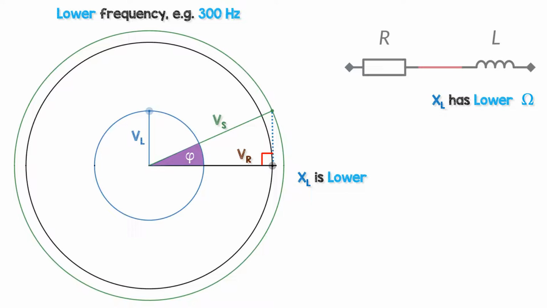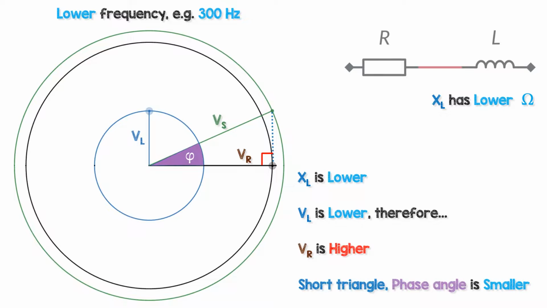The inductive reactance XL will be lower at a lower frequency. Ohm's law shows that the inductor voltage VL will be lower too, therefore the resistor will have more voltage across it. This makes for a shorter triangle, therefore the phase angle is lower at low frequencies.